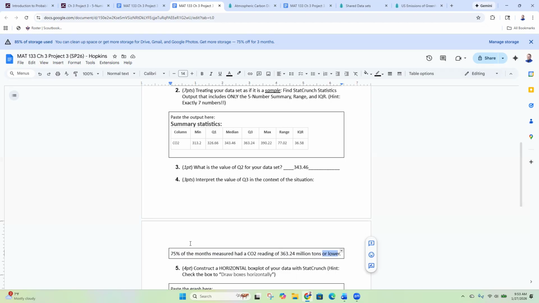Because when we're talking about percentile, it can be equal. Okay. All right. So that's what I'm going to put for number 4.